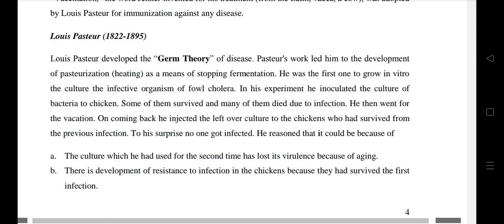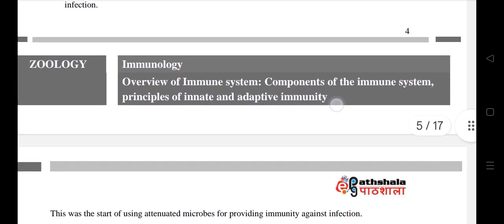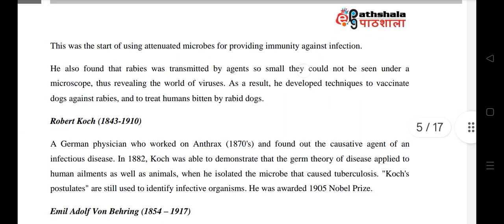He reasoned that it could be because the culture which he had used the second time had lost its virulence because of aging. There is development of resistance to infection in the chickens because they had survived the first infection. So, this was the start of using attenuated microbes for providing immunity against infection.